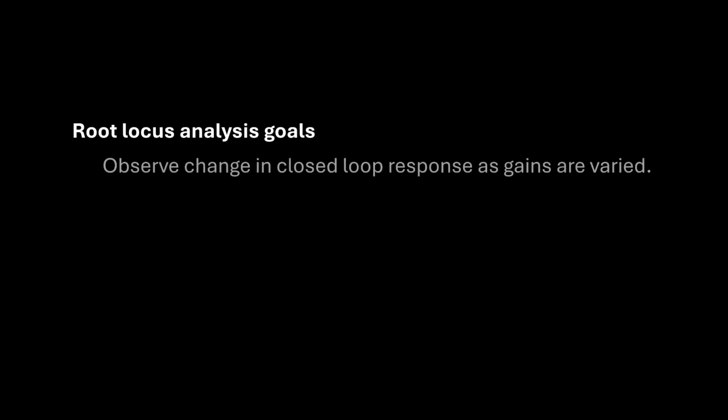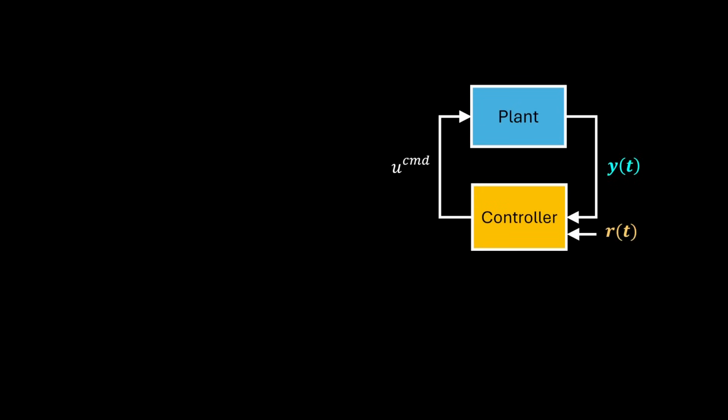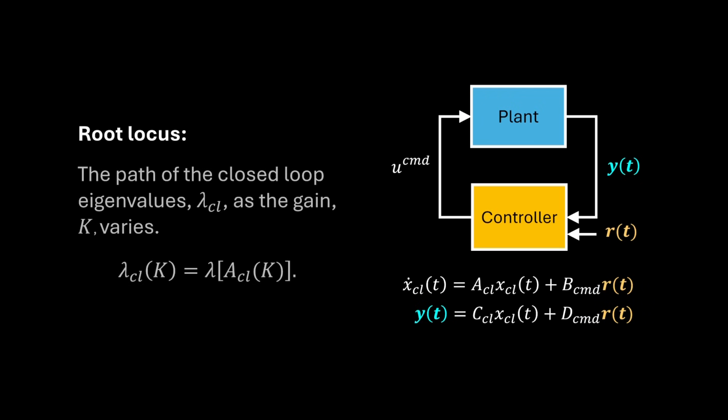The goal of the root locus analysis is to observe the change in the closed loop response as the controller gains are varied. From these changes, we tune the controller for the best stability and transient properties. To compute the locus, we form the closed-loop system in state space, then compute the eigenvalues of the closed-loop system, and plot the series of points or locus of eigenvalues to observe their paths.